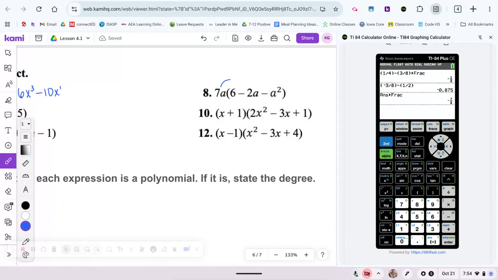Number 8, I would do 7a times 6, which would be 42a. 7a times negative 2a would be negative 14, and then a1 and a1 makes a2. And the last one, there's nothing to multiply by that 7 except for the negative. A1 and A2 makes A3.